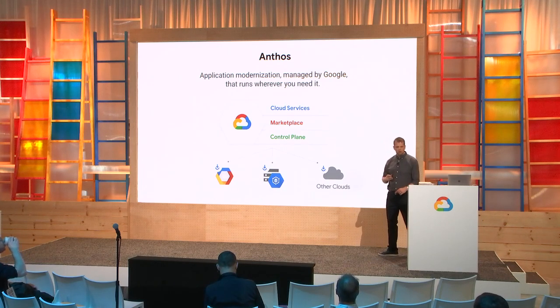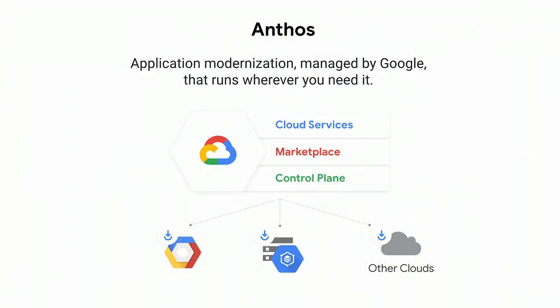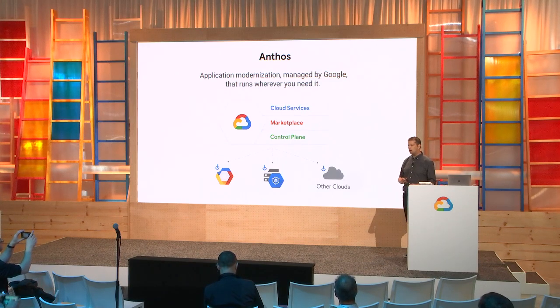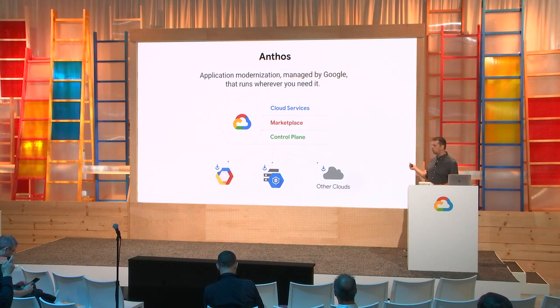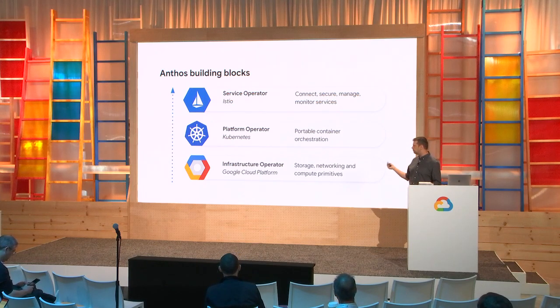For those who did not see the announcement on Tuesday, Anthos is our application modernization platform for the hybrid multi-cloud world. And the idea here is that we have services, a marketplace, and a control plane that lives in the cloud here on GCP and is a central place for you to manage all that stuff. And that fans out to a bunch of different compute environments, either, say, running on GCP, running on-prem with GKE on-prem, or other clouds. The basis of that are a number of building blocks.